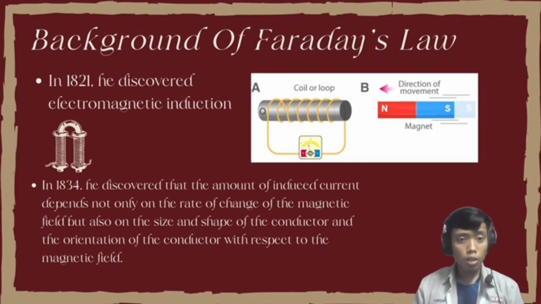However, Faraday did not stop his investigation there, but continued his research into electromagnetic induction, and he made a key observation which led to the concept of magnetic flux. In 1834, he discovered the amount of induced current depends not only on the rate of change of the magnetic field, but also on the size, shape, and orientation of the conductor with respect to the magnetic field. Okay, so I think that's all about the background story of how Faraday discovered the induction law.